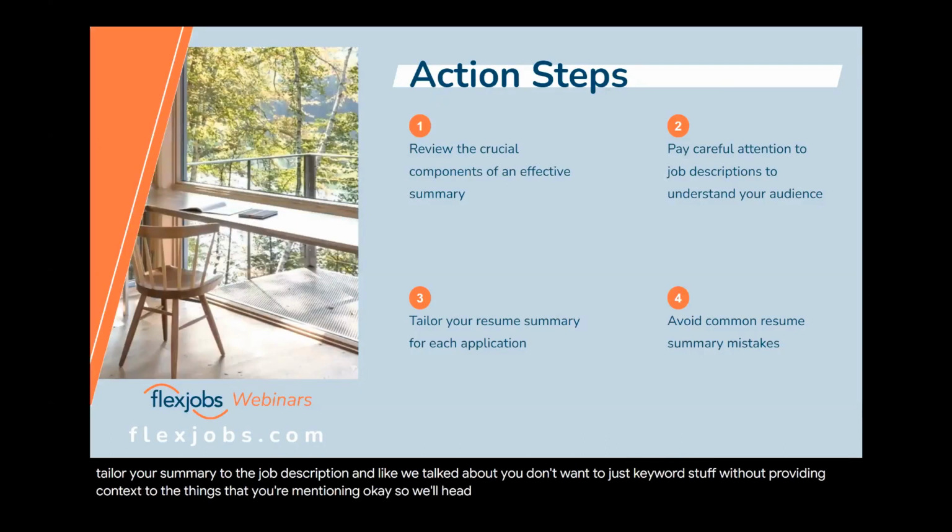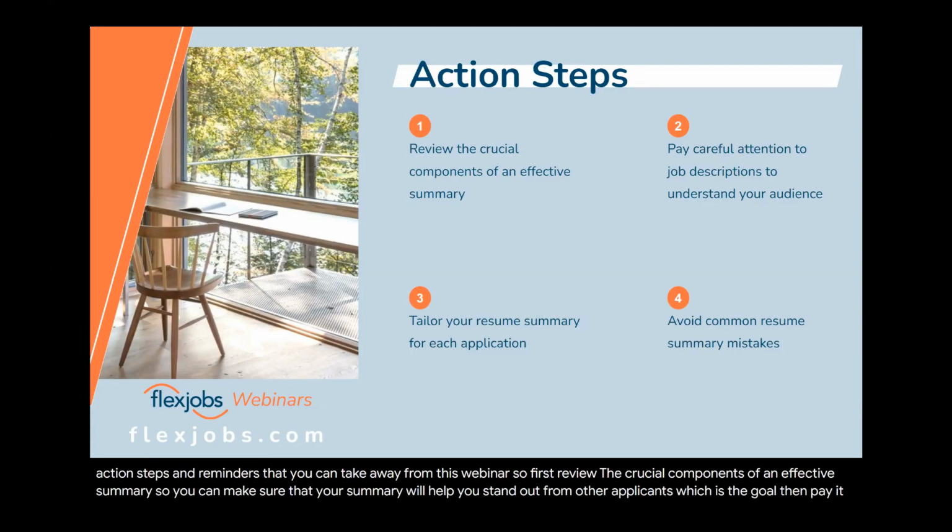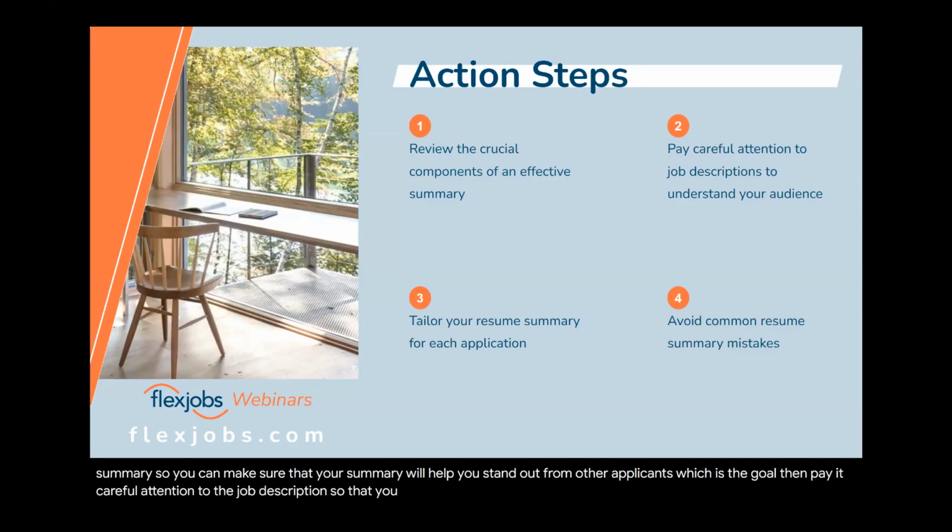Okay, so we'll head to our Q&A in just a moment, but let's close out with a few action steps and reminders that you can take away from this webinar. So first, review the crucial components of an effective summary so you can make sure that your summary will help you stand out from other applicants, which is the goal. Then pay careful attention to the job description so that you understand your audience and know what will be relevant and impactful to them. Then tailor your resume summary for each application so you can effectively show the alignment between your value and their needs, and avoid common resume summary mistakes like using too many cliches, being too vague, or using an objective instead of a summary.